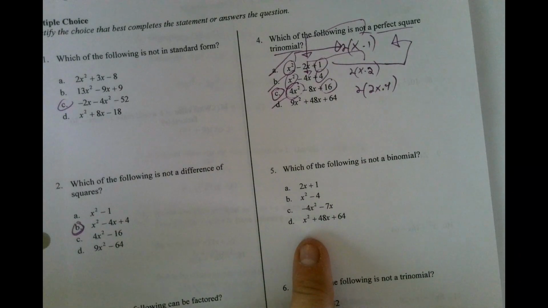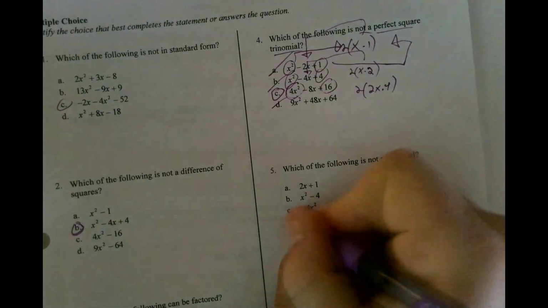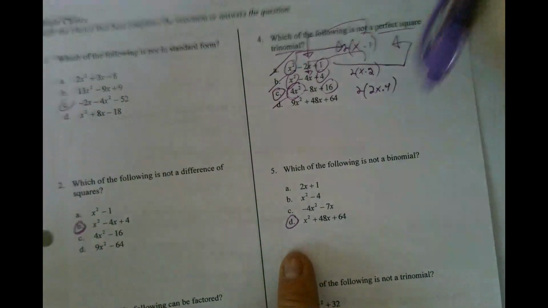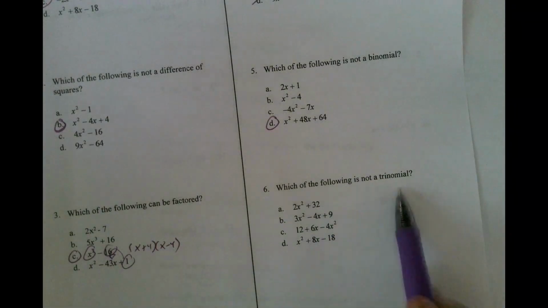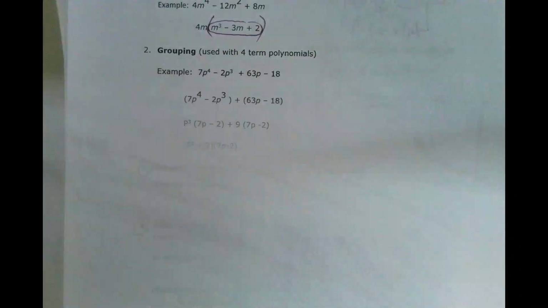Which one's not a binomial? D. That's a trinomial. Okay? Number 6. Which of the following is not a trinomial? A. That's a binomial. Very good. Okay? All right, here we go.